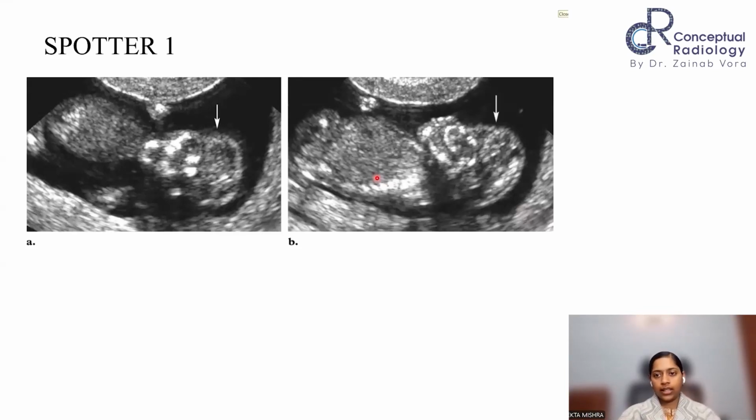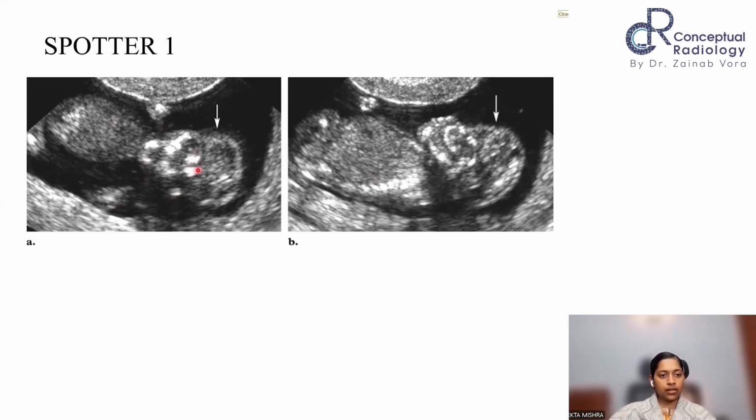So let's start. This is the first one. Very easy questions, and these are the diagnoses that you should not miss at any cost. That is why they have been put. Few spotters are repeated in different modality and different gestation. More or less, this is an early pregnancy scan. So yes.